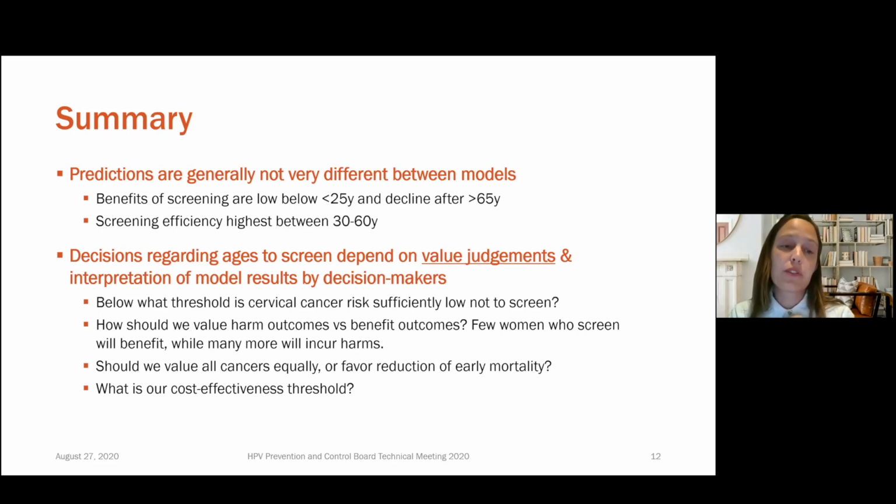There's also the question of, should we value all cancers equally, or should we favor reduction of early mortality? And also, I did not touch a lot on cost effectiveness because that's not what I researched, but there's also the question of what is the cost effectiveness threshold? How much do you want to pay to prevent cancer?